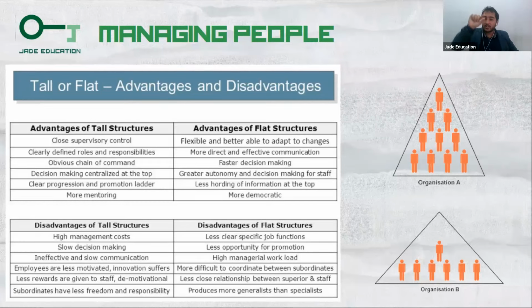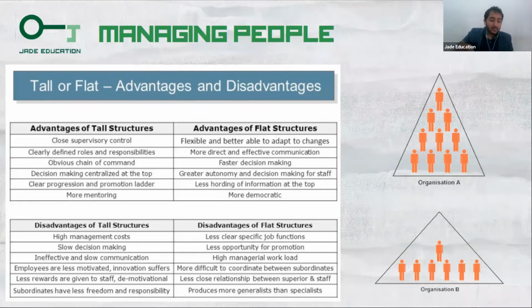As opposed to being in the tall structure, where we are only doing this particular area. But there are drawbacks in the flat structure. Why? Management has a huge workload because it's one manager and so many staff. You don't have a close relationship with them. And everybody's a generalist, not a specialist. Nobody's a specialist. Why? Everyone's doing everything. Here, everyone's specialized in some area. Here, everyone's just doing everything. So you have some goods and bads of both that you need to take a look at.